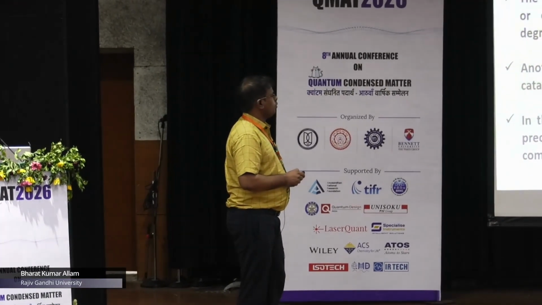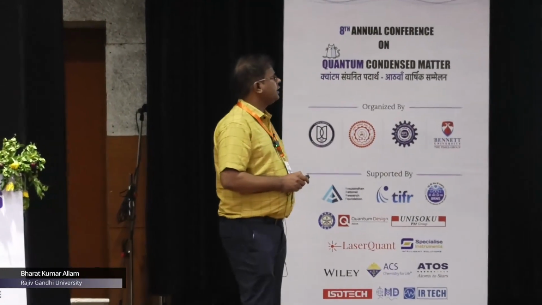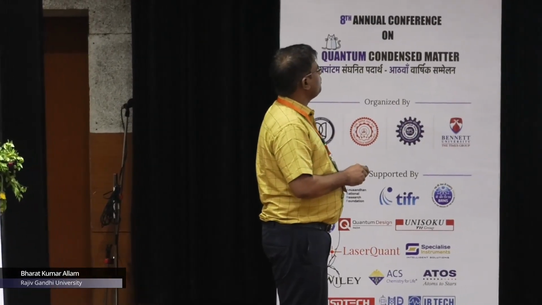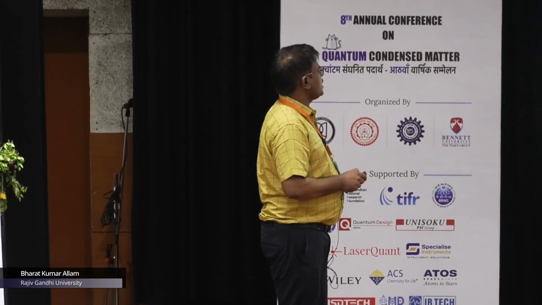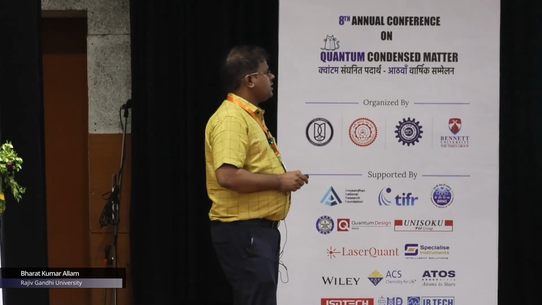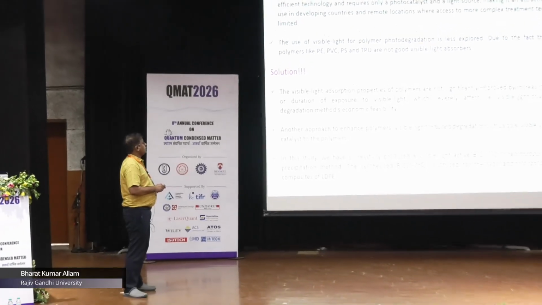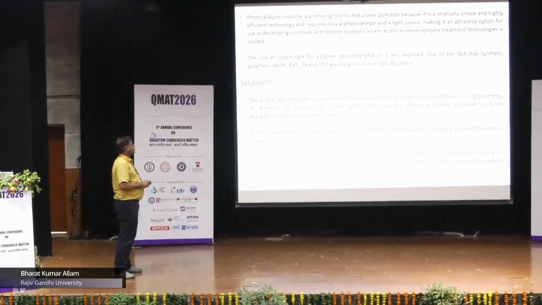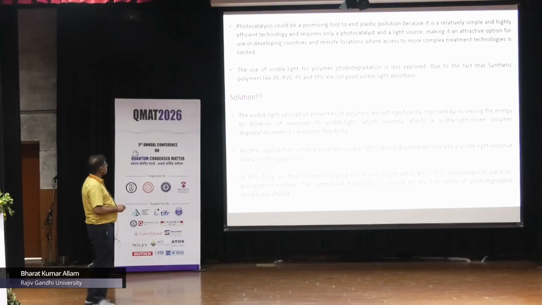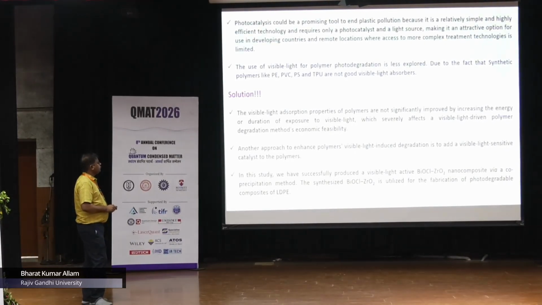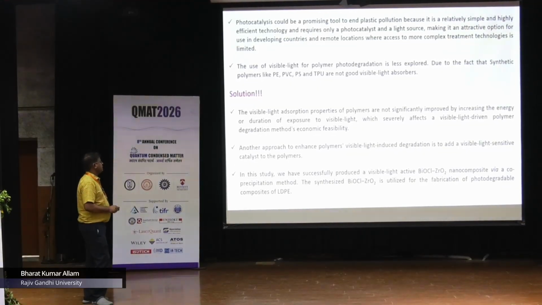What are the challenges involved in using photodegradation for plastic degradation? Mostly plastic items are made up of polymers like polyethylene, polyvinyl chloride, and polystyrene. But if you use visible light, they are not good visible light absorbers, so how can we make them absorb the visible light so that we can degrade them? The solution, we can do it in two ways. The first one, we can use visible light for extended time periods and increase its intensity, but that is not an economically viable, not a cost effective solution.